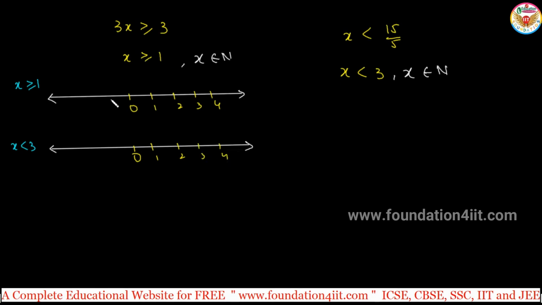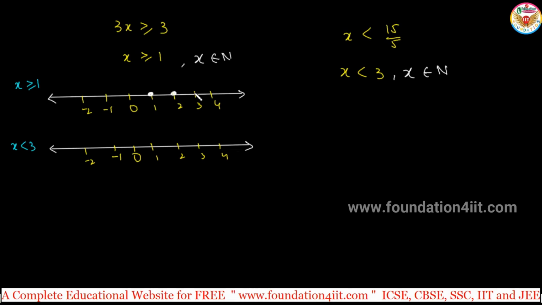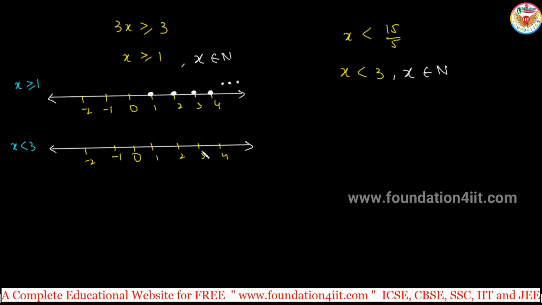Same 1, 2, 3, 4, and minus 1, minus 2. So here is x greater than or equal to 1, where x belongs to natural numbers. So 1 is included: 1, 2, 3, 4, and all the values to the right side. For that you can keep 3 dots, as some books do, which means the right side is infinity. And x is less than 3: 3 is not included, only 2 and 1. We do not take 0, minus 1, minus 2 because x is a natural number.